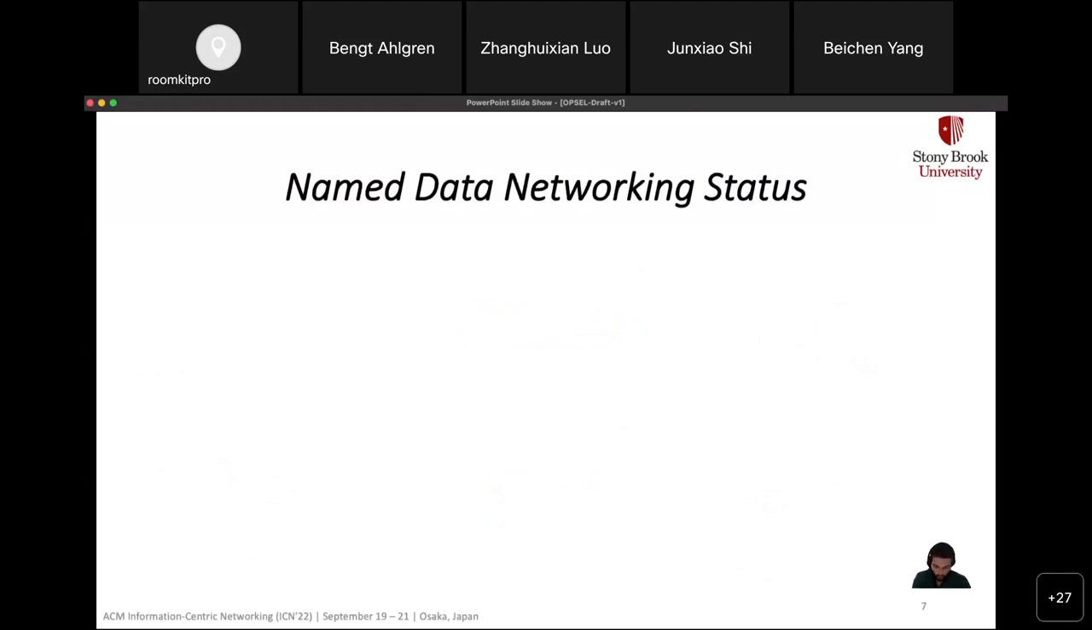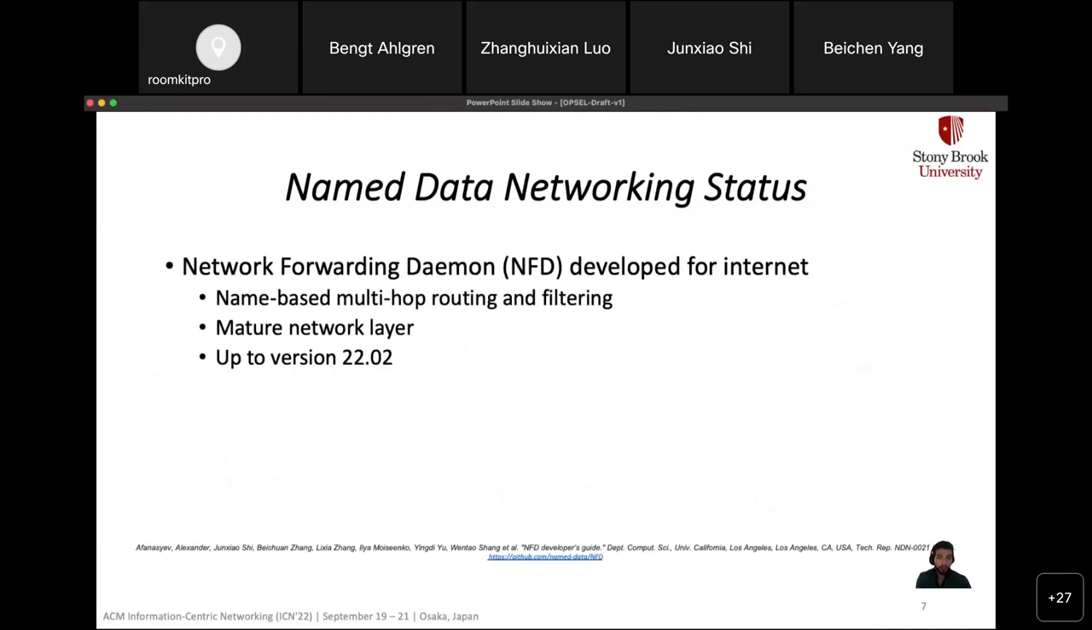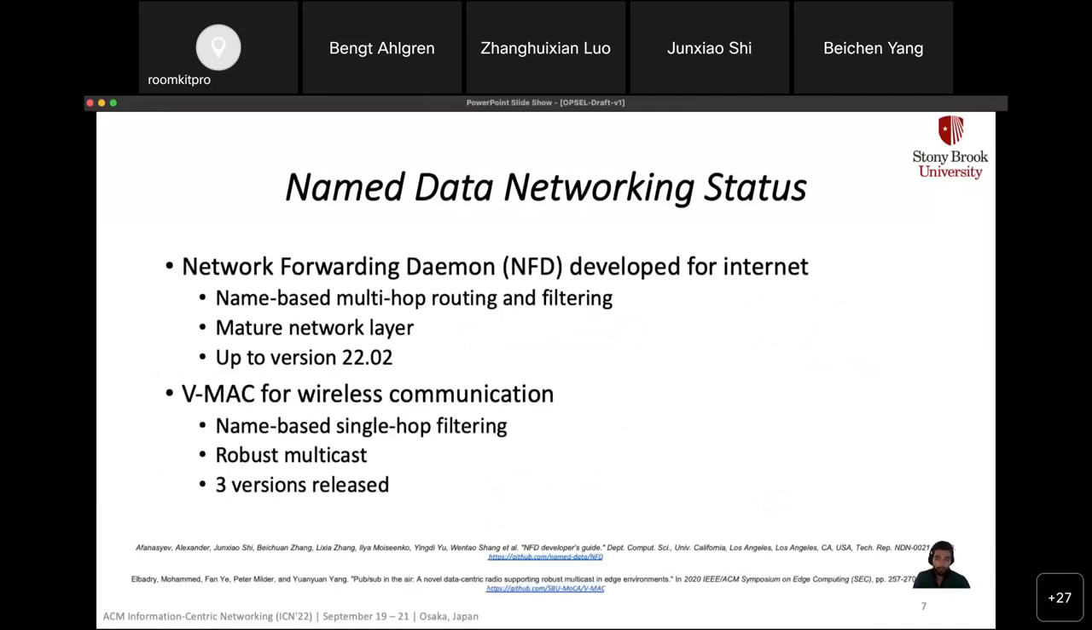So the current NDN networking status is the following. There is a network forwarding daemon, NFD, developed for the internet. It's name-based multi-hop routing and filtering. It's a mature network layer, up to the latest, I checked, version 22.02. References are at the bottom of the slide: the developer guide and the GitHub link. For MAC layers, there's only one right now, which is vMAC for wireless communication. It's name-based single-hop filtering, with robust multicast, best effort, and three versions have been released. Links to the paper and the GitHub are at the bottom as well.